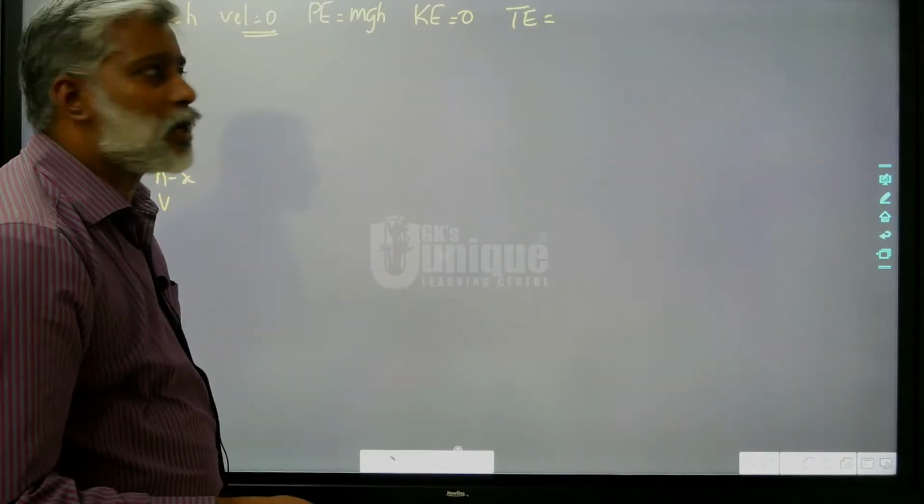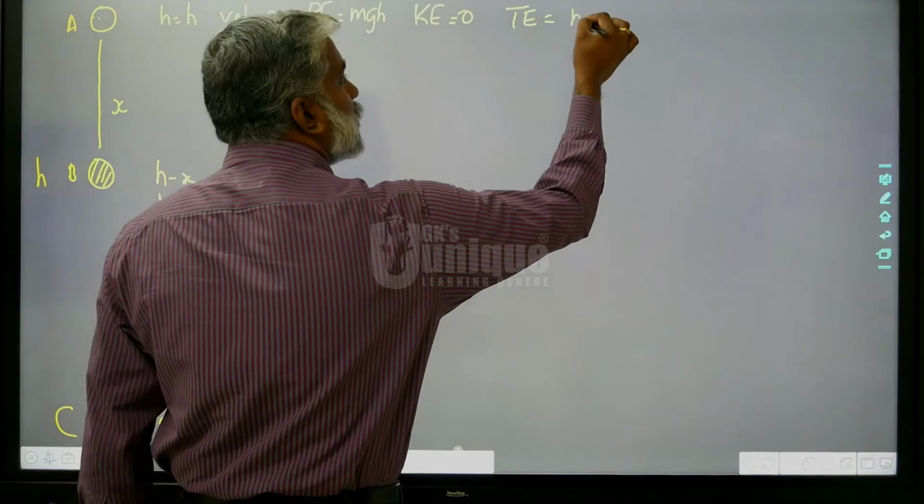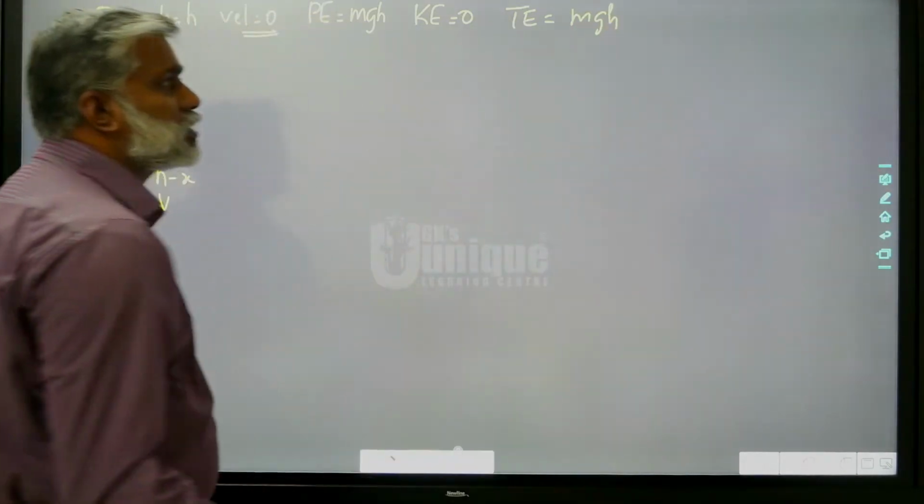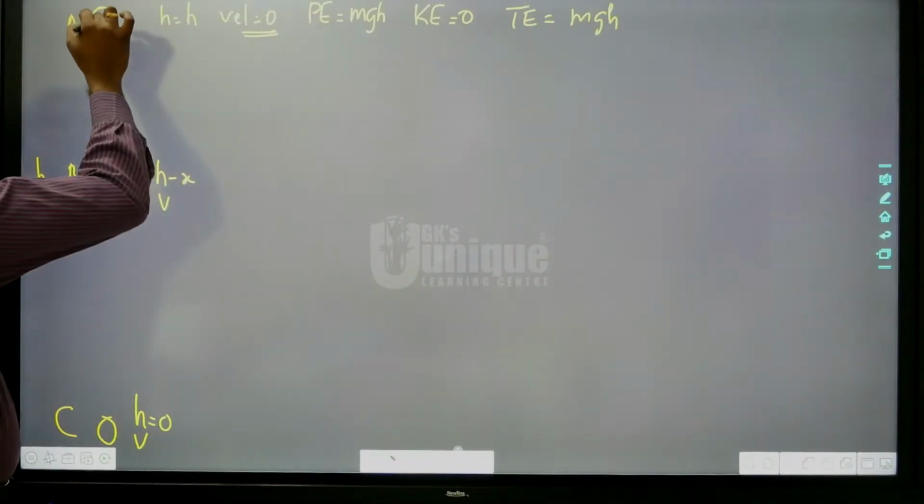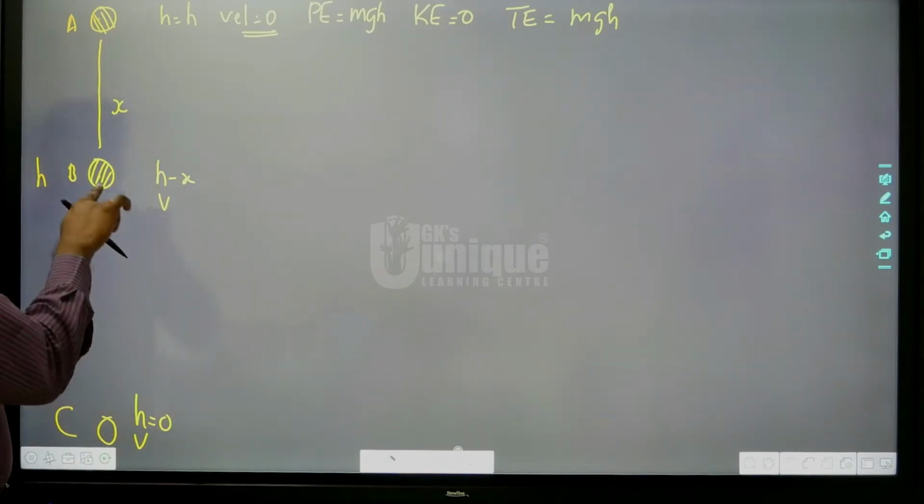Kinetic energy plus potential energy: 0 plus mgh. The answer is mgh. So mgh is the total energy at the point A. No doubt. Now about the point B.